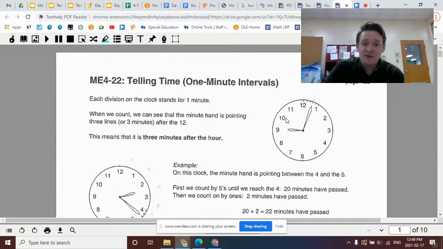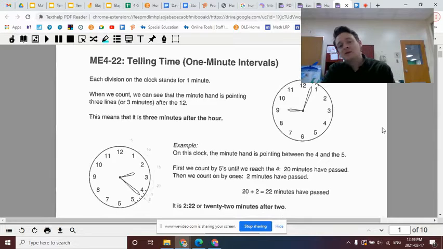All right, so here's the math from Tuesday. Just going to go through this kind of one page at a time. There's two assignments for Tuesday. There's this one about telling time, and then there's one about time intervals. We'll start off just by reading this page.